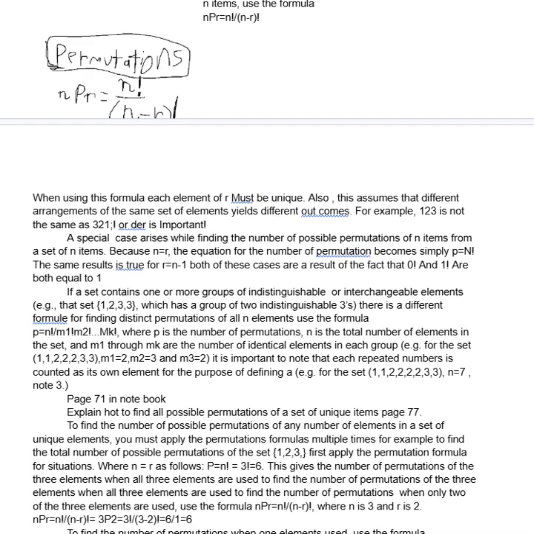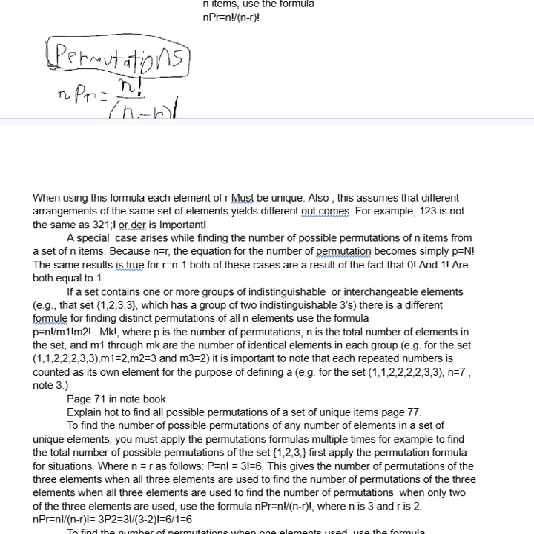When using the formula, each element of r must be unique. There must be one of each. No more, no twos. It must be unique. Also, this assumes that different arrangements of the same set of elements yield different outcomes. For example, 123 is not the same as 321. Order is important.